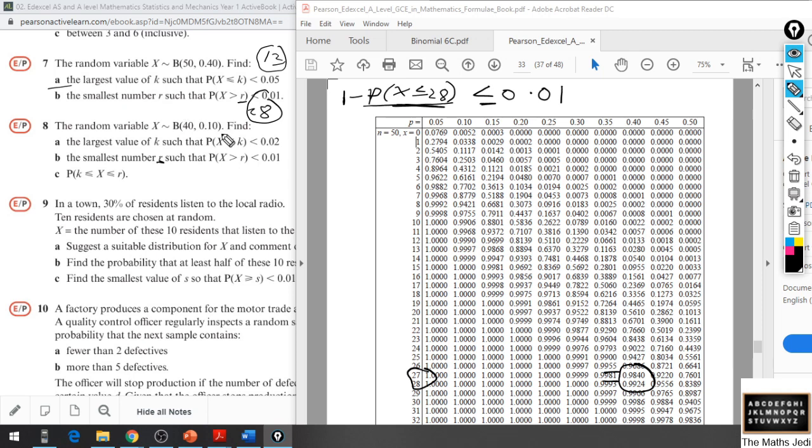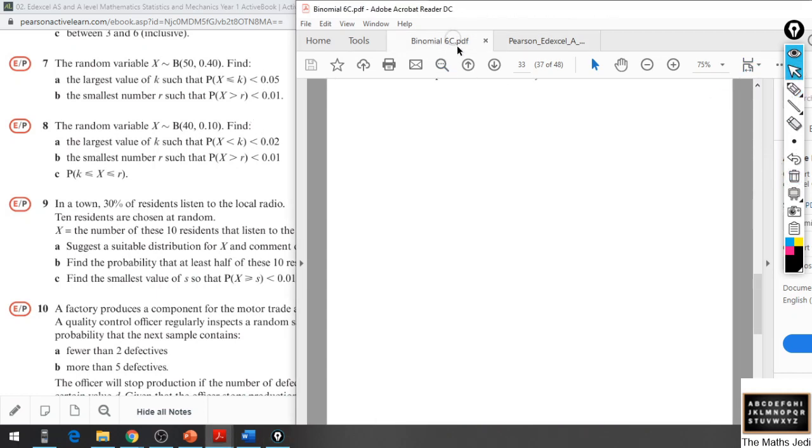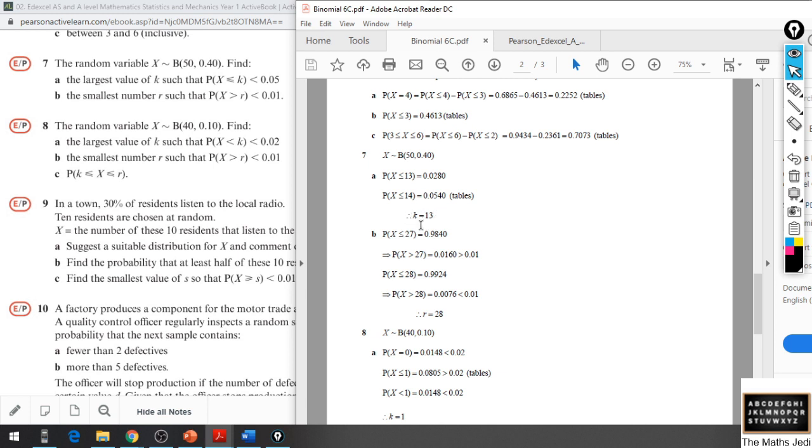Okay, let's just check the answers. So here's 13 and there's 28, and you can see them doing the calculation there. They're seeing that it's 1 minus 0.9924, and they're getting the 28 and the 13.